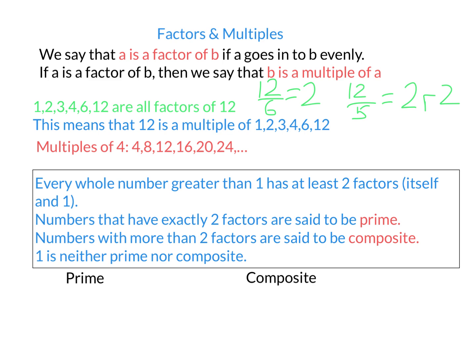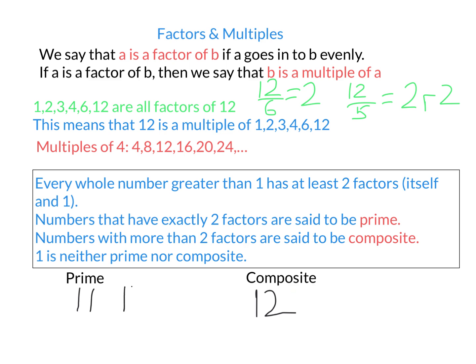So for example, the number 11 is prime. Its only factors are 1 and 11. It only has 2 factors. There are no numbers other than 1 or 11 that go evenly into 11. But 12, the number from before, that's clearly composite. 12 has lots of factors. It has other factors besides itself and 1. In fact, it has 6 factors. Because it has more than 2 factors, it's composite.